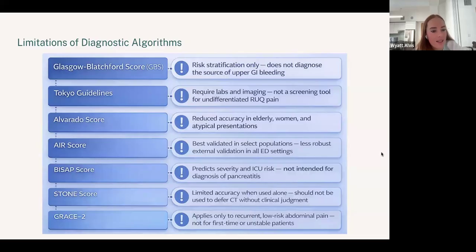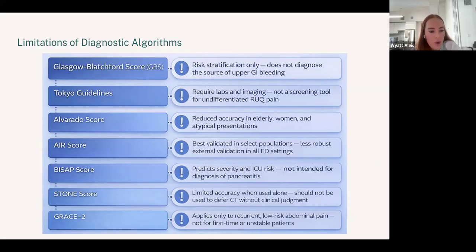So I just made this little diagram to talk about the limitations. Essentially, they're not perfect. A lot of them do have flaws, and a lot of them have been repeatedly updated through case studies and different research going on, which I think is great because we're always learning and wanting to make these scoring systems and tools better. Like we talked about, the Glasgow Blatchford score just helps us decide for someone with upper GI bleeding who can be safely discharged, but it doesn't tell us any source of it.